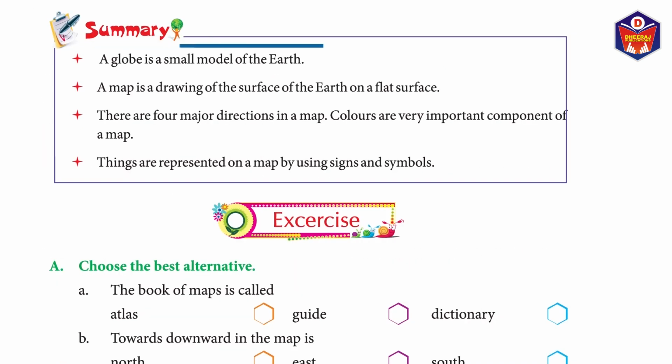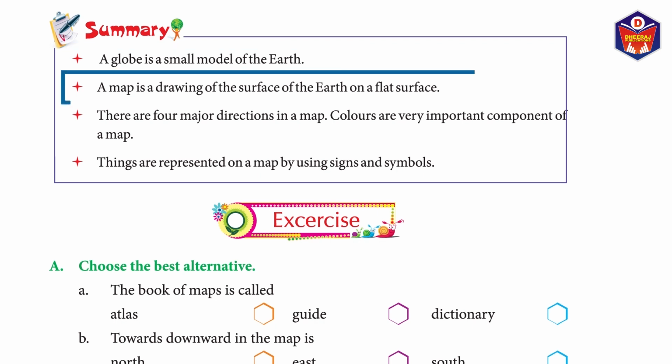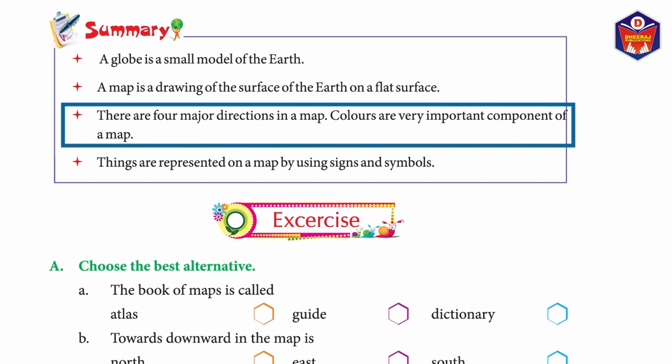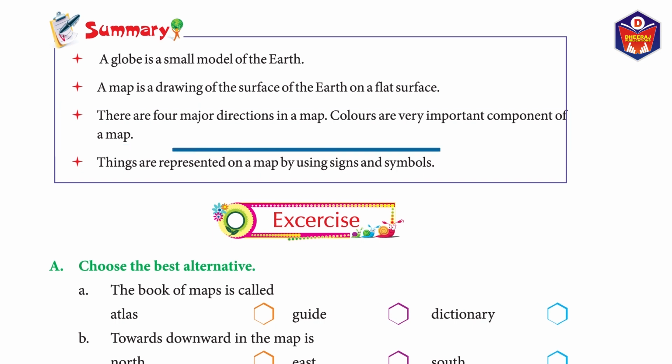Summary. A globe is a small model of the earth. A map is a drawing of the surface of the earth on a flat surface. There are 4 major directions in a map. Colors are very important components of a map. Things are represented on a map by using signs and symbols.